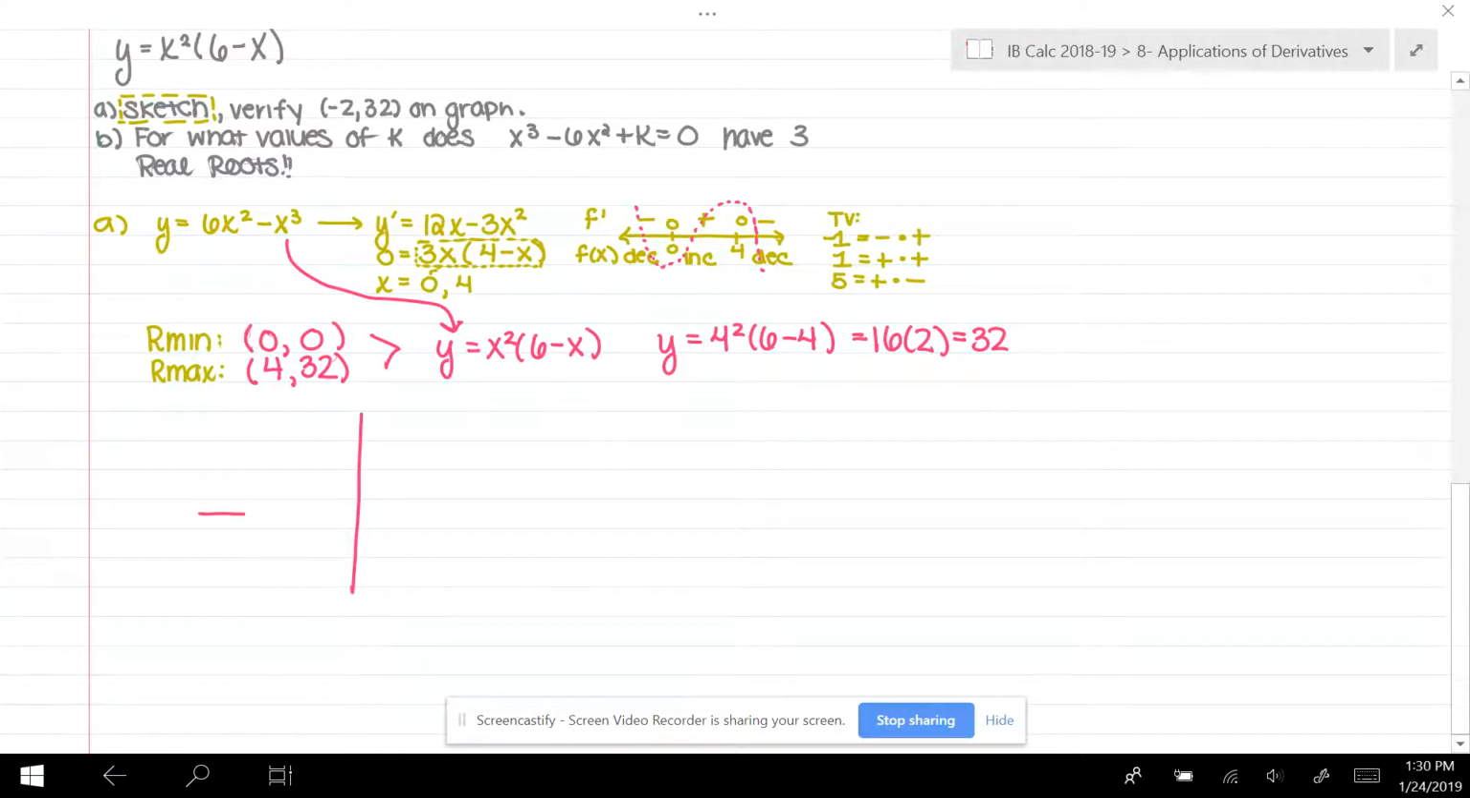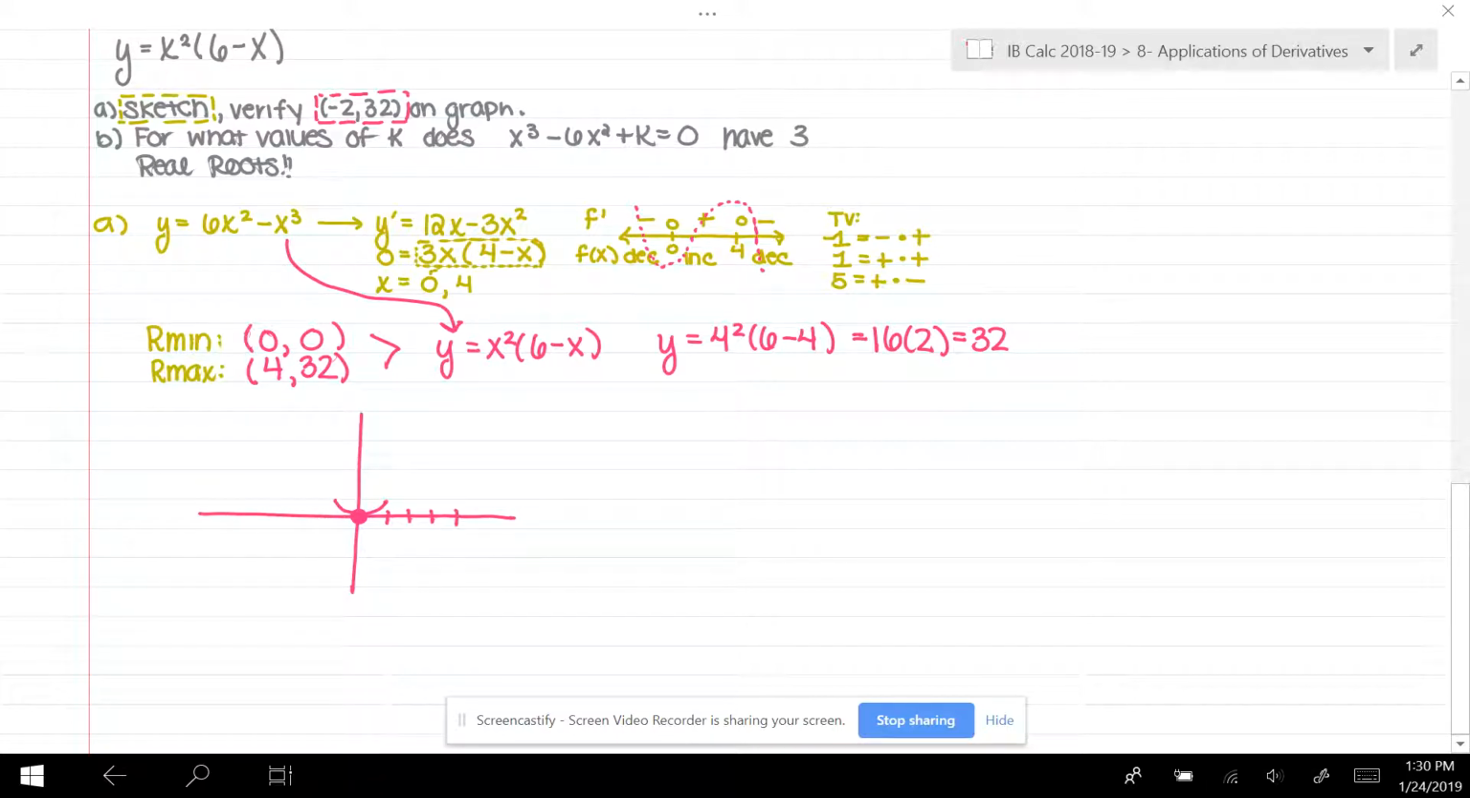going to go like this. And the reason I'm including these negatives here is because they want us to verify -2, 32 is on the graph, which I'll do in a second. But let me plot these points. I've got a relative min at 0, 0. Notice how I'm swooping it because I know it's a relative min.